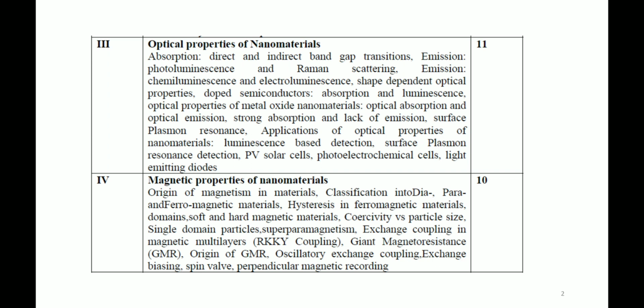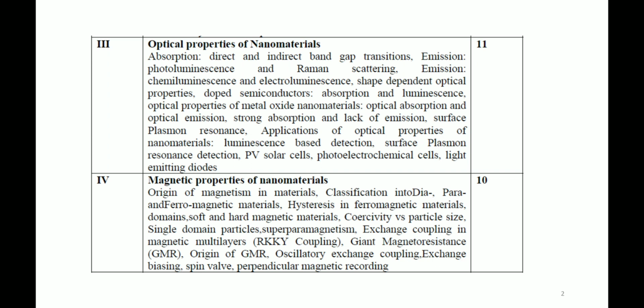So very interestingly, the material will be the same, but depending upon the diameter of the quantum dot, the color of that nanoparticle is going to change, right? And then optical absorption and optical emission. Okay, strong absorption, lack of emission, and surface plasmon resonance.